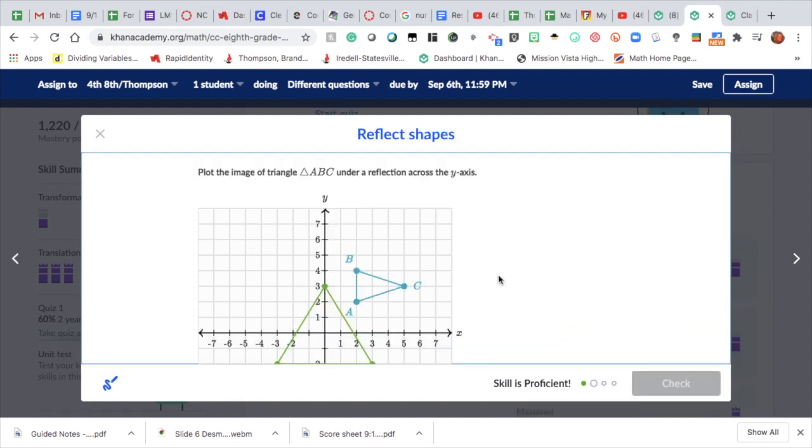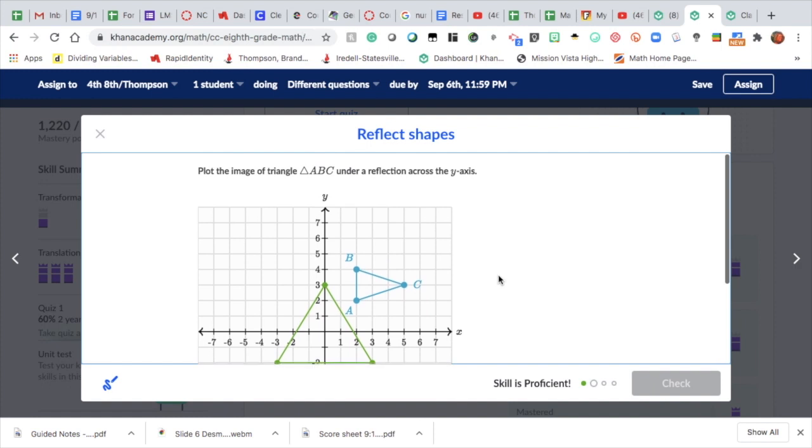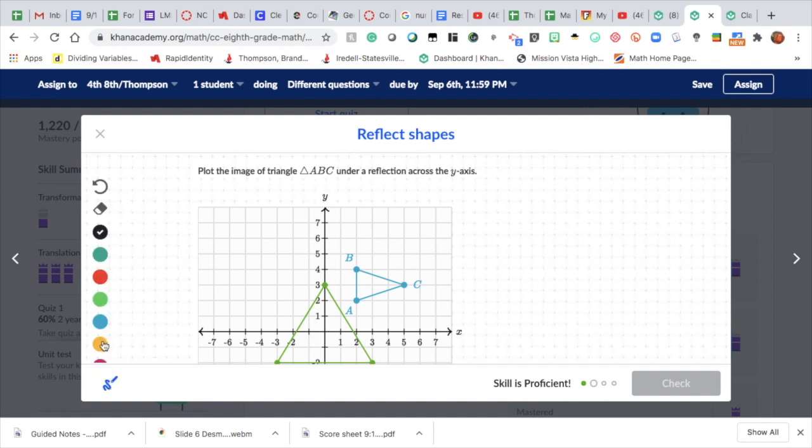The next type, reflecting shapes. When you reflect shapes, you're going to be given a shape, A, B, C. It could be any shape, a weird polygon, or a quadrilateral. This is a triangle. So we're going to plot the image of triangle ABC under a reflection across the y-axis. Remember to always think about what axis you're doing first. This is your y. You're going across this axis right here. So we're going to cross this y-axis.